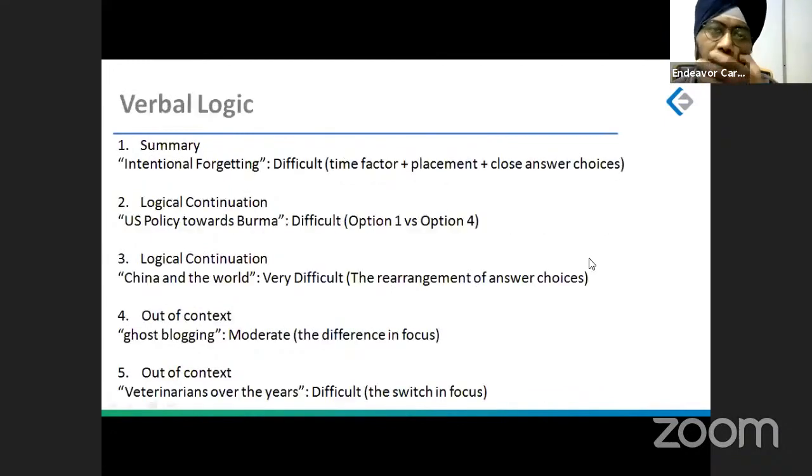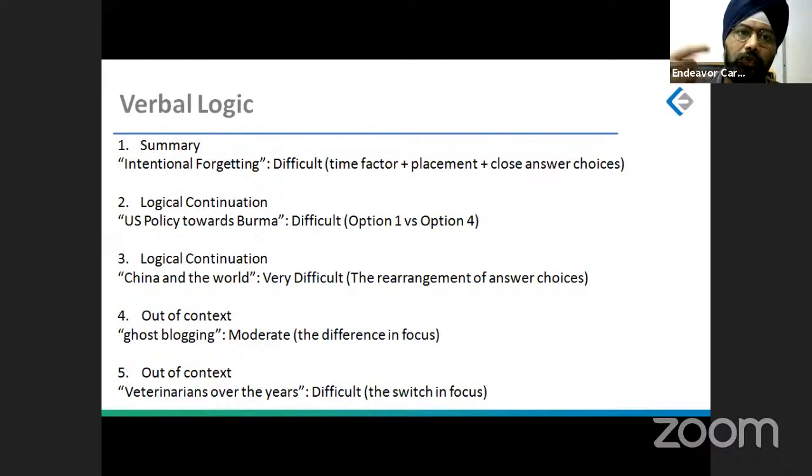Next, verbal logic. Question numbers 1, 2, 3, 4, 5. Why did I start with grammar? Because if I were giving this paper today, I would have started with grammar. I am always looking at cash questions. So even if grammar was segregated throughout the paper, I would have started with grammar. Hence my grammar was first.